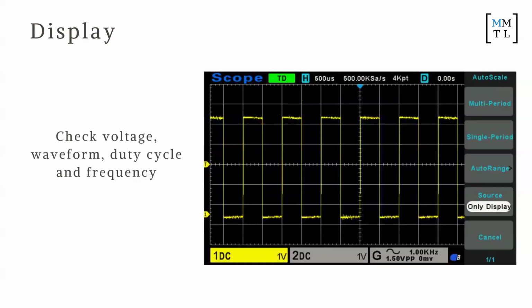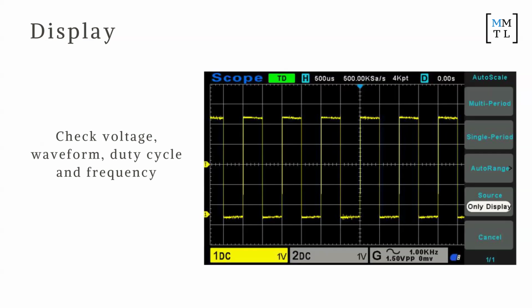One thing that I often use it for is to check the voltage, the waveform, the duty cycle, and the frequency. So for something like this, what's the voltage on this graph? One. Is it the one? Yeah, so in this case I believe it goes from positive 2.5-ish to negative 2.5, right? And that could also indicate that it's being pulled down from 0 to 5, for example.